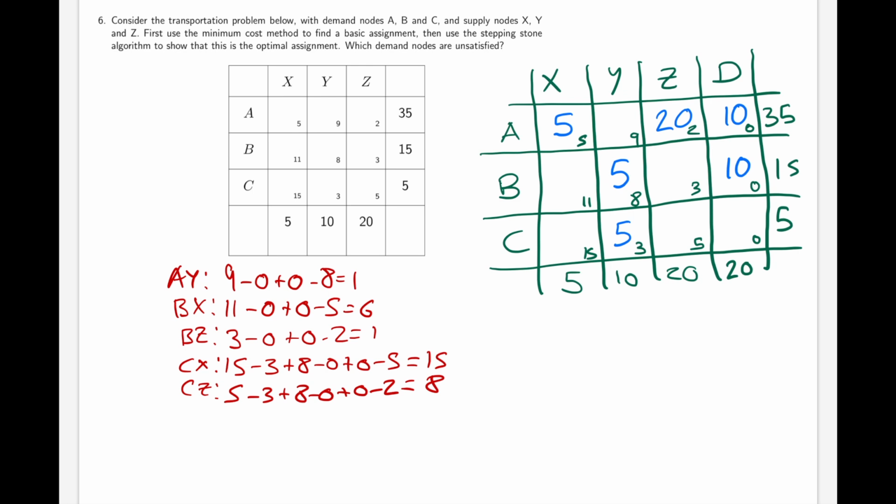And finally we can consider CD. The loop now is this, given a net unit cost of 5. And so the cost of making any of the non-basic variables basic is positive each time, and so we cannot make any more improvements to this allocation, and this is the optimal assignment. The demand nodes that are left unsatisfied are A and B.